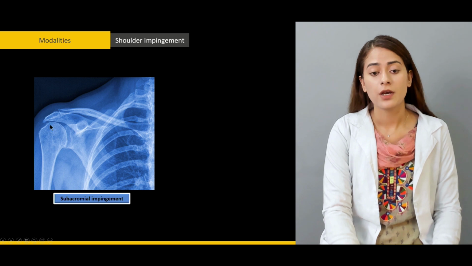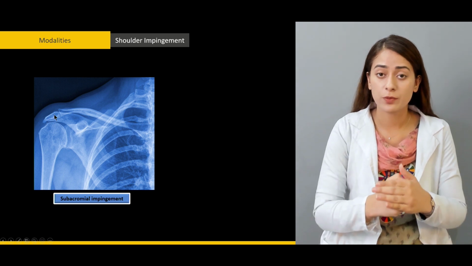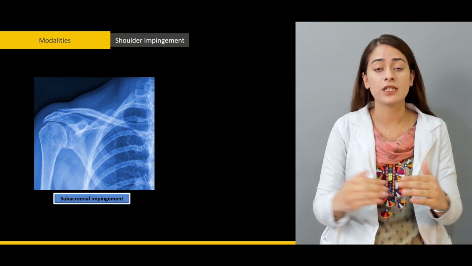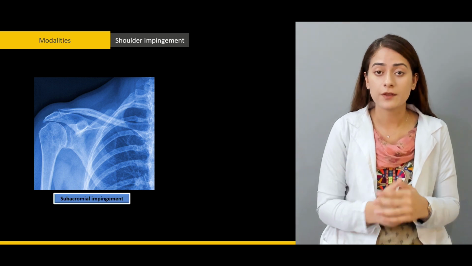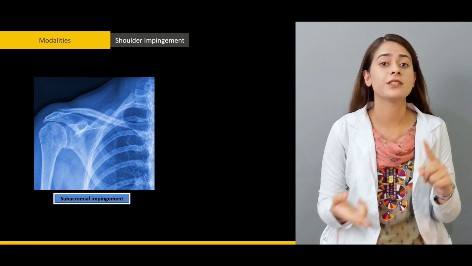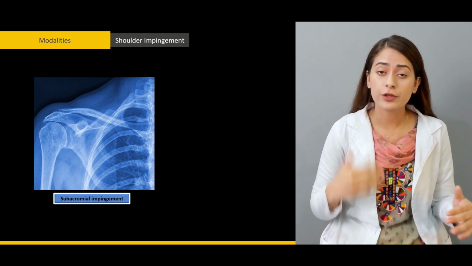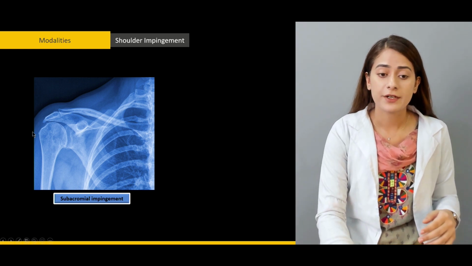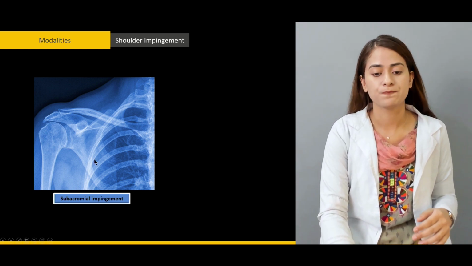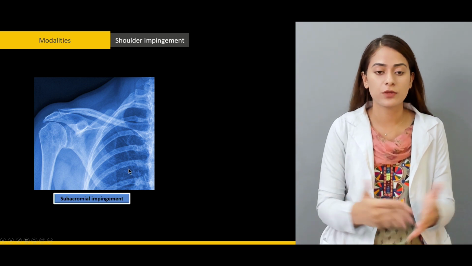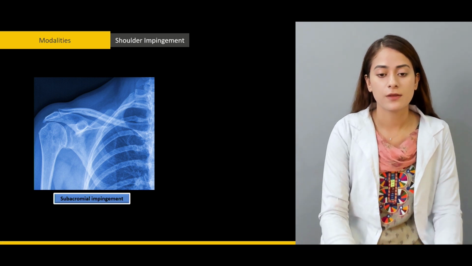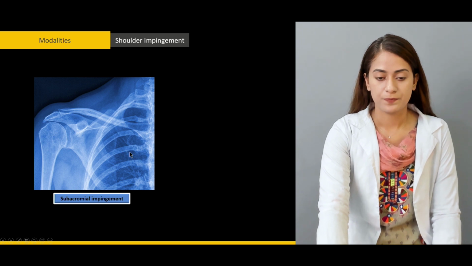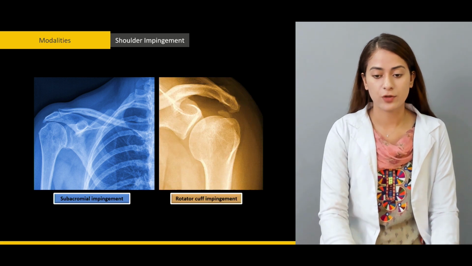The resultant impingement of the bursa will in turn impinge the tendon which is passing beneath it. So bursa will be impinged, the tendons will be impinged. All the rotator cuff tendons are attached to this greater tubercle. So the resultant impingement can be of any of those tendons. So that is subacromial impingement.